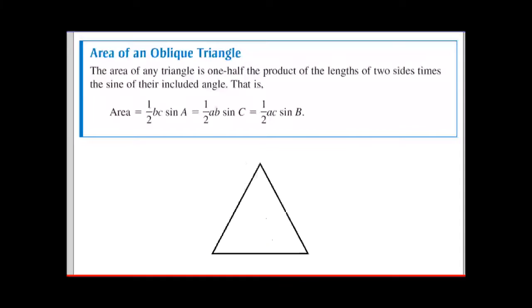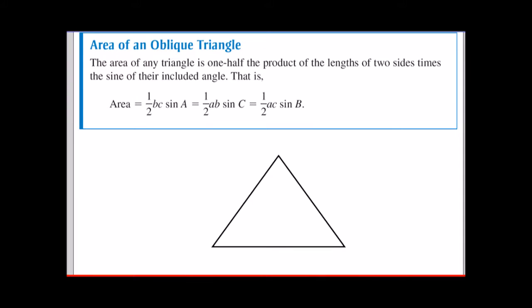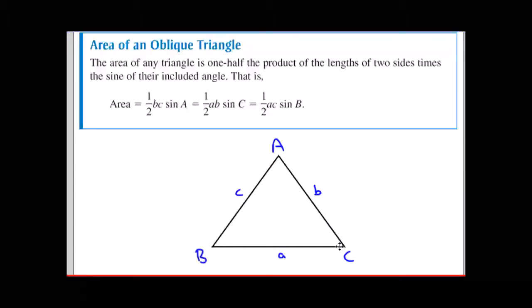Let's sketch again just a generic triangle here. All right, and let's call this ABC. So this is side A, this is side B, this is side C. So what they're telling us here is if we do 1/2 B times C times the sine of A, that would give us the area of the triangle. So 1/2 B times C times the sine of A. Or we could do 1/2 AB times the sine of C. So 1/2 A times B times the sine of C.